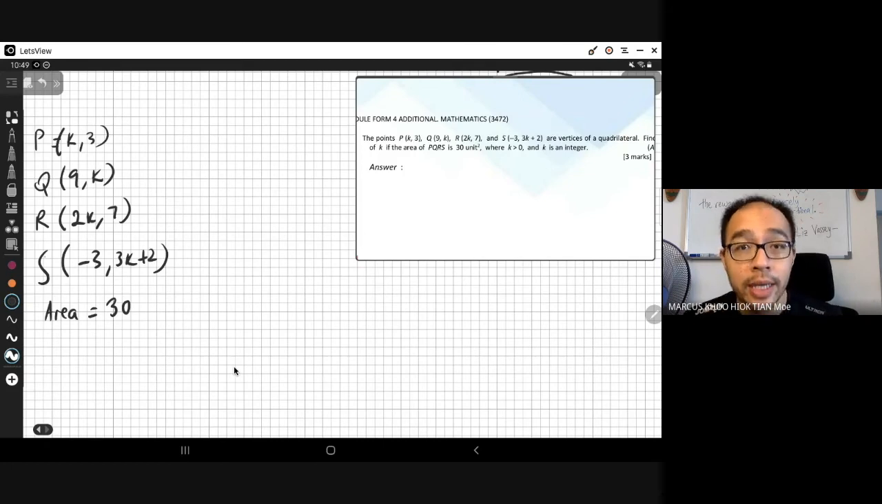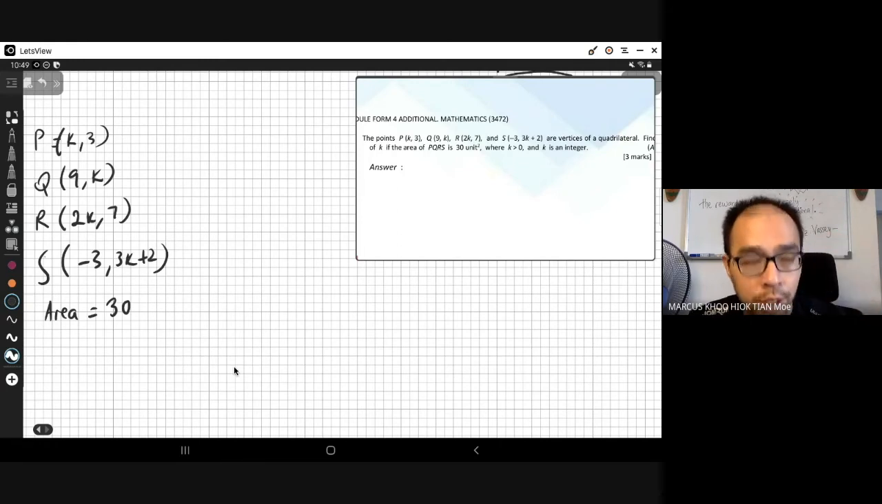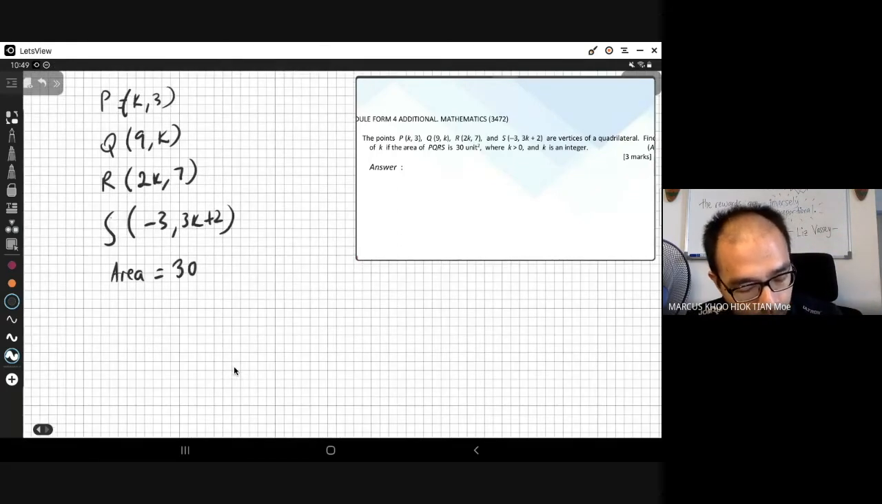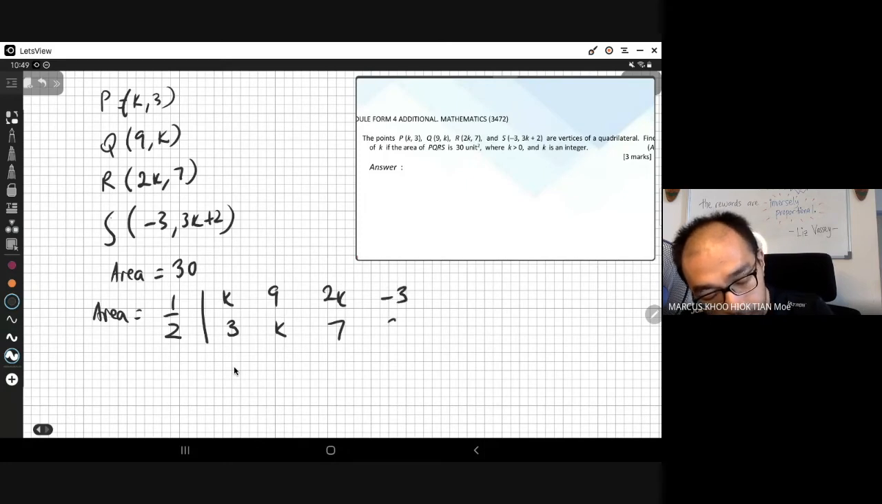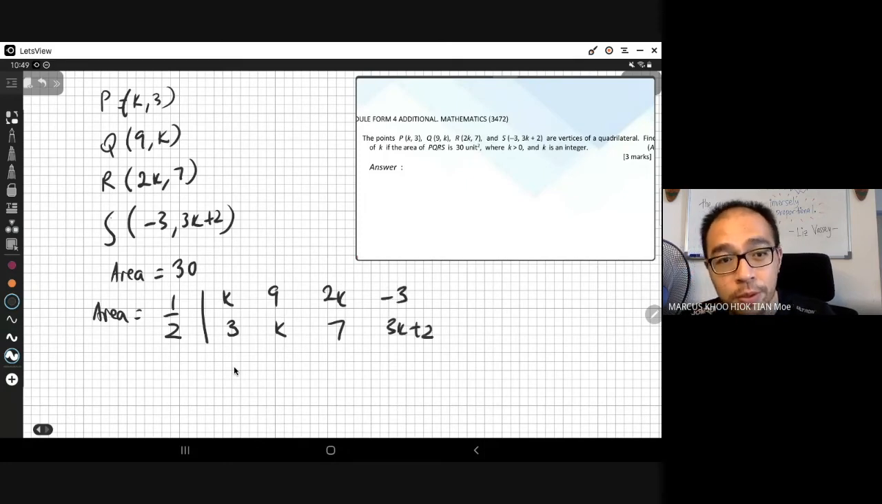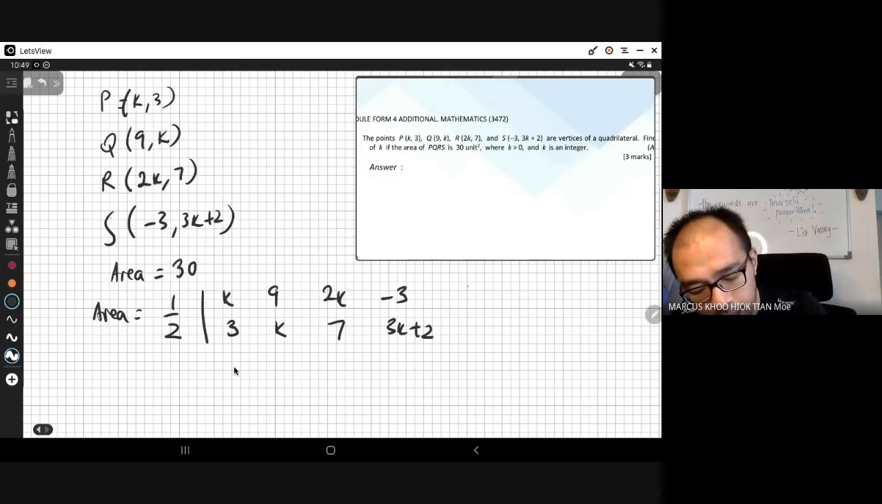Now again, because we don't have a diagram, we don't know whether you're going to do PQRS or SPQR. So it doesn't matter, we just put it in first. Area equals to 1 over 2. I'm going to start with P. So K and 3, 9 and K, 2K and 7, negative 3 and 3K plus 2. Wow, so troublesome. But don't forget, put in the first coordinate again. So K and 3. Oh, sorry.